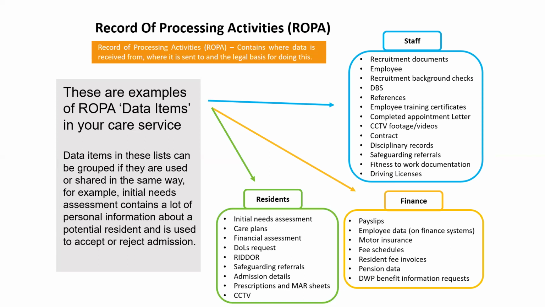So similar sort of process here. So thinking through the broad headings that are contained within your information asset register, the bits that relate to staff, the bits that relate to finance, the bits that relate to residents. So the data items that you have within your organization will be listed under each of those headings. And then you can start to identify what you do with those elements and why you do that, what's the lawful basis upon which you do that.